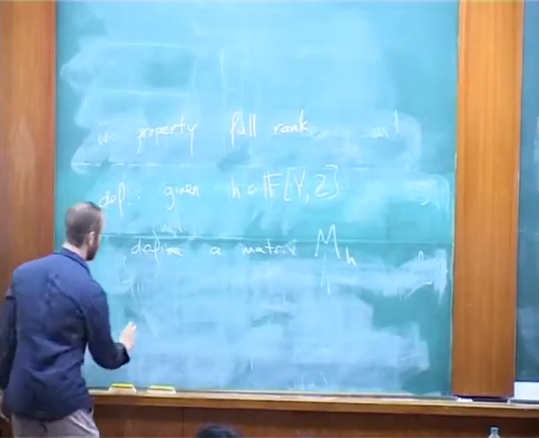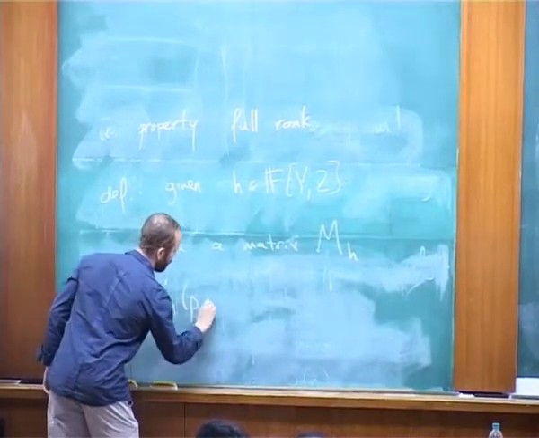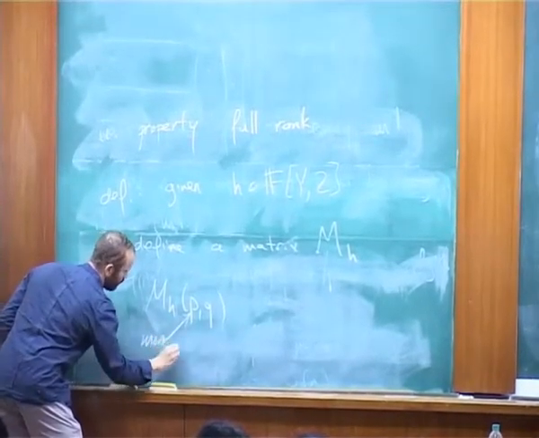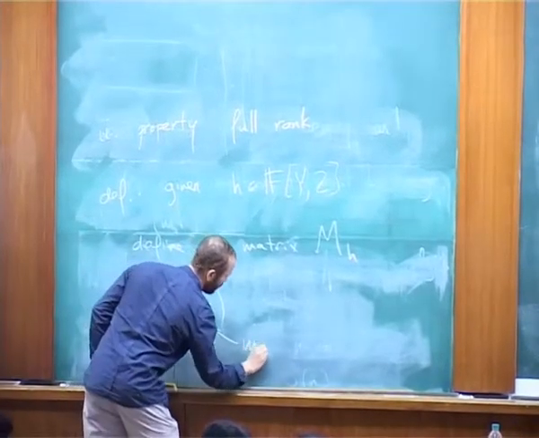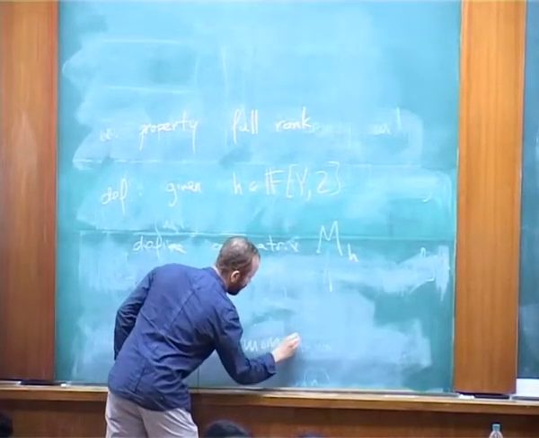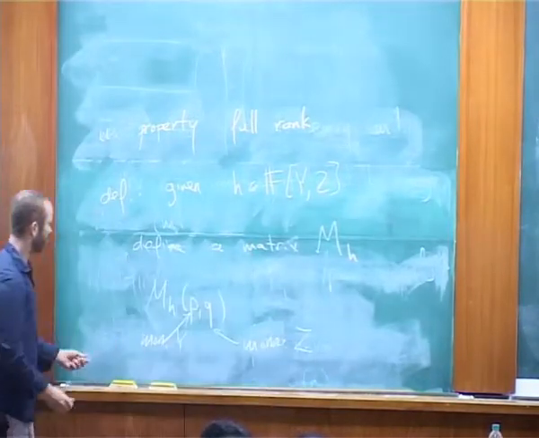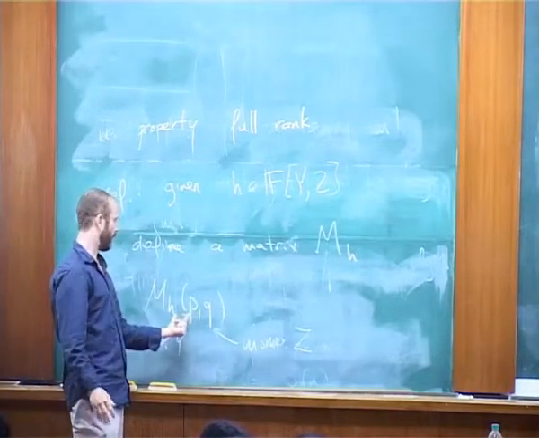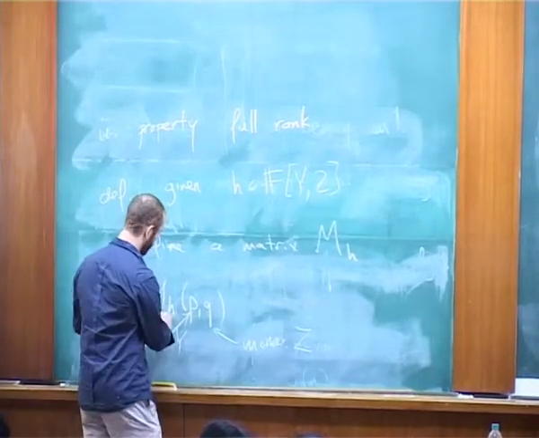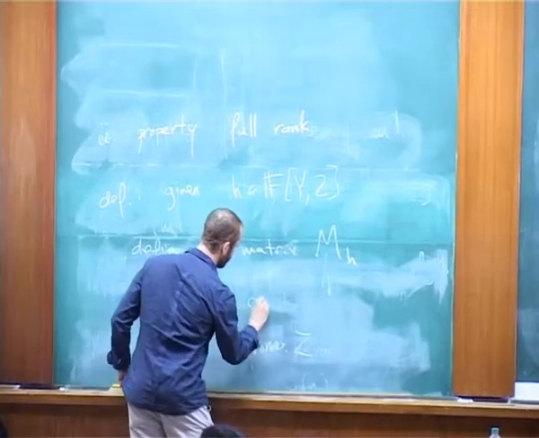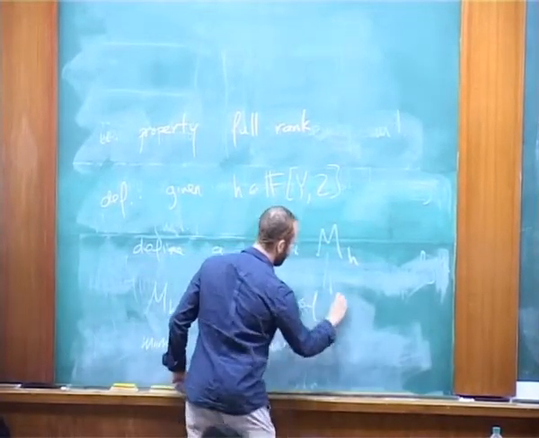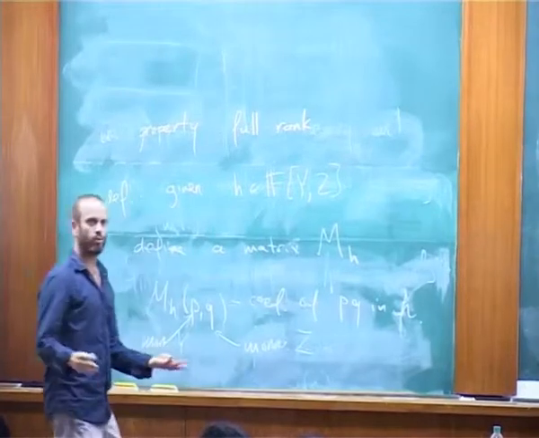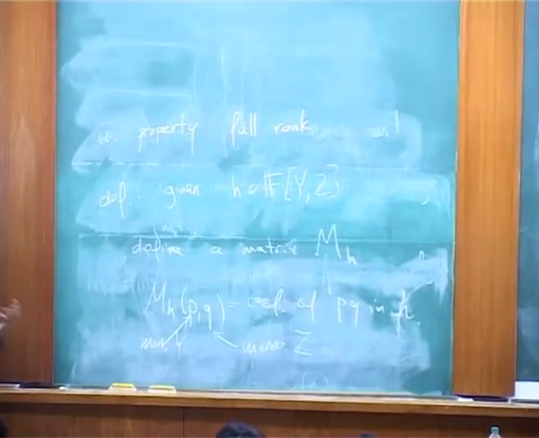It's a matrix such that M of h in a position P and Q, where P is a monomial in Y and Q is a monomial in Z. So we take the polynomial and partition the monomials according to the Y part and Z part. In the position P and Q, it's the coefficient of PQ in h. So we took the vector that is the polynomial and rearranged it in a matrix.